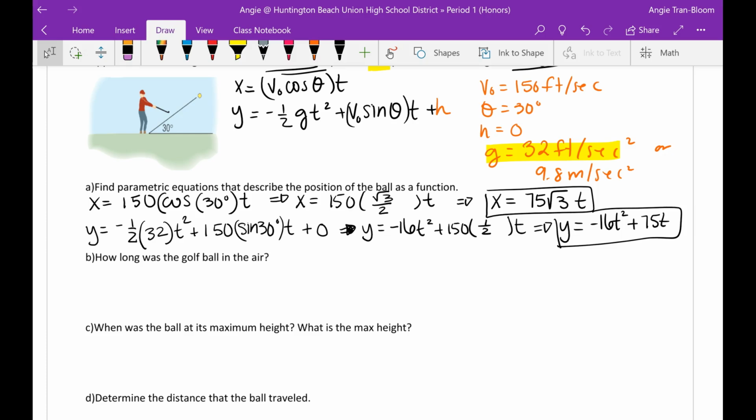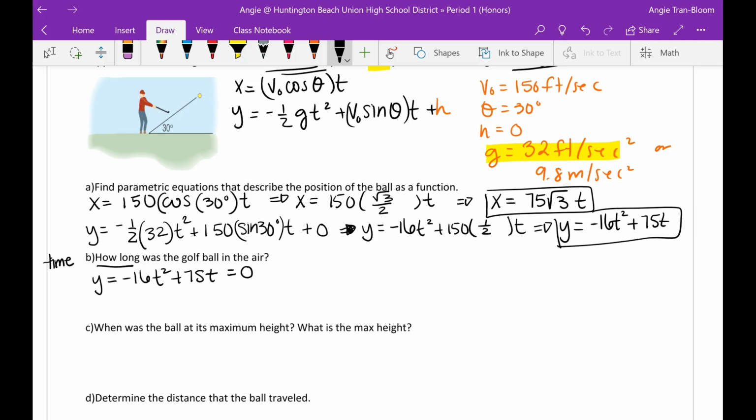B, how long was the golf ball in the air? How long means that I'm looking for time. How long was it in the air? That means I need to use the height. So y equals negative 16t squared plus 75t. To find how long it was in the air, I need to find when it started and when it ends, and then I can just calculate the time difference. That means the ball is on the ground when it first starts and when it lands. So I can set y equal to 0.